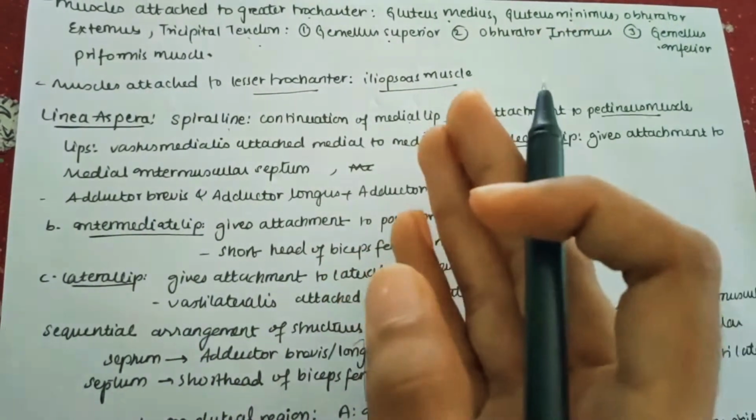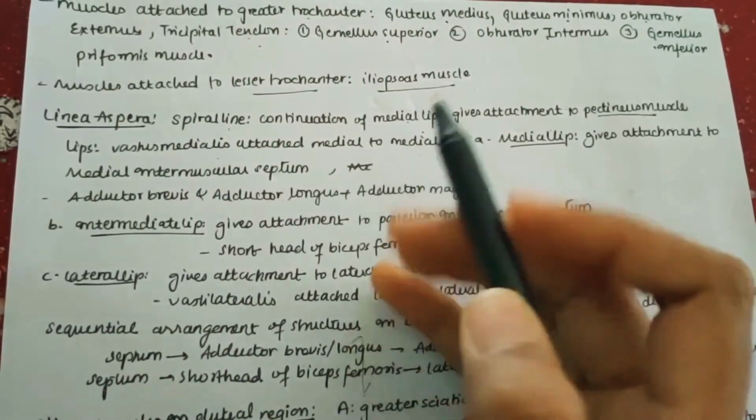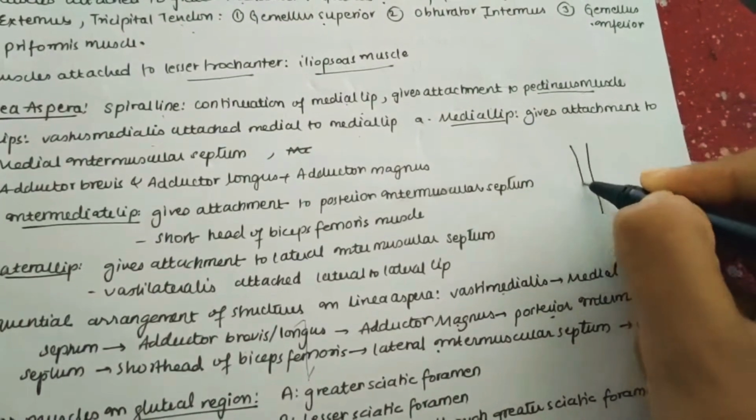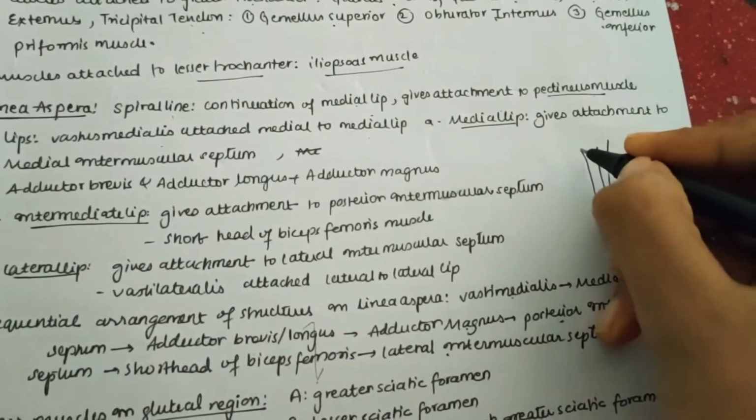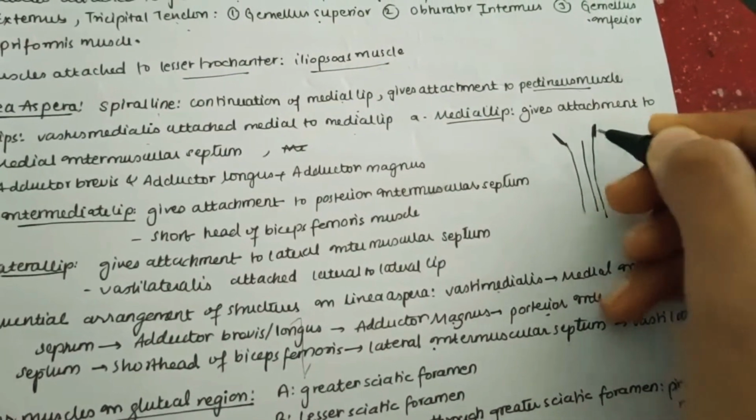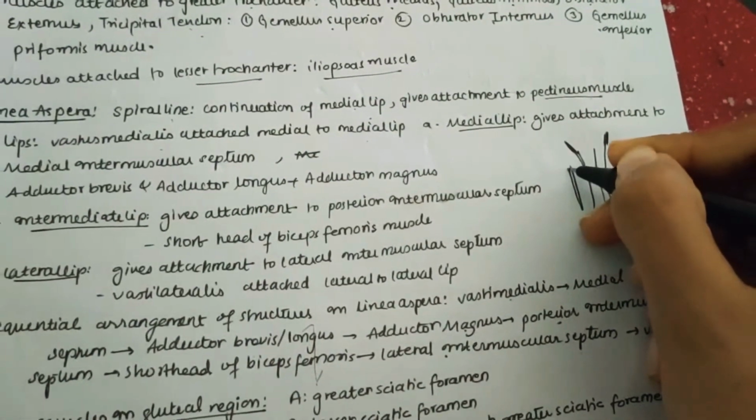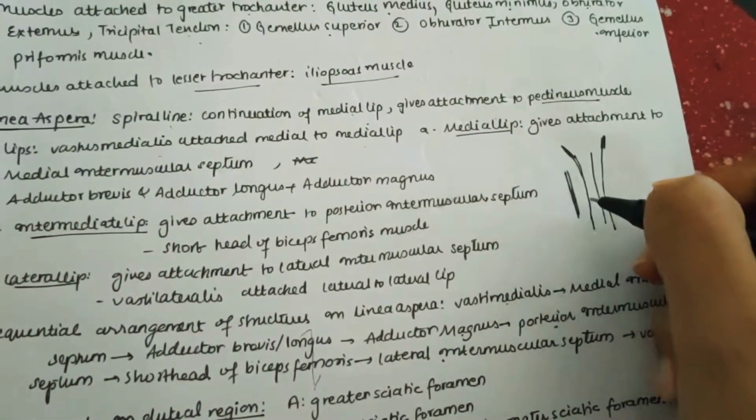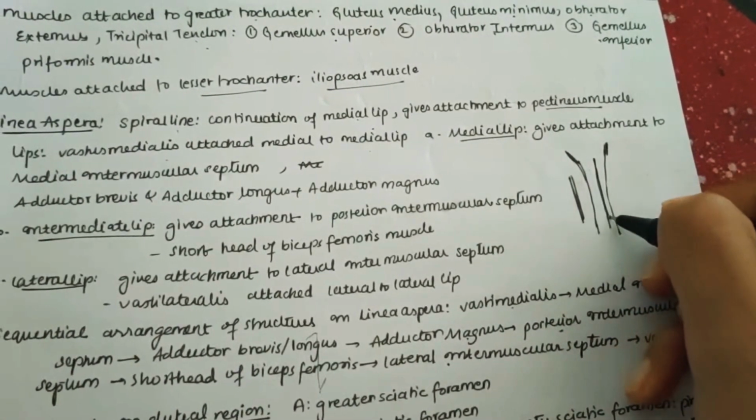And next, coming to the lips. Like I said, medial lip, lateral lip, intermediate lip. Let us see the attachments. So vastus medialis is attached to the medial lip. So I said, let us draw the diagram. This is linea aspera, this is the medial lip, this is the lateral lip, this is the intermediate lip. This medial lip will continue as the spiral line, and this lateral lip will continue as the gluteal tuberosity here. So medial to the medial lip, exactly here, there is attachment of the vastus medialis muscle. Okay, and the medial lip gives attachment to the medial intermuscular septum.